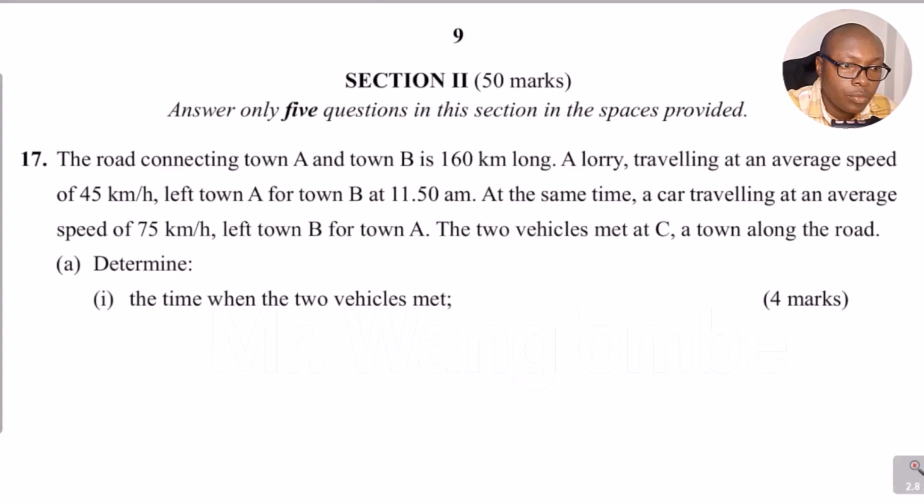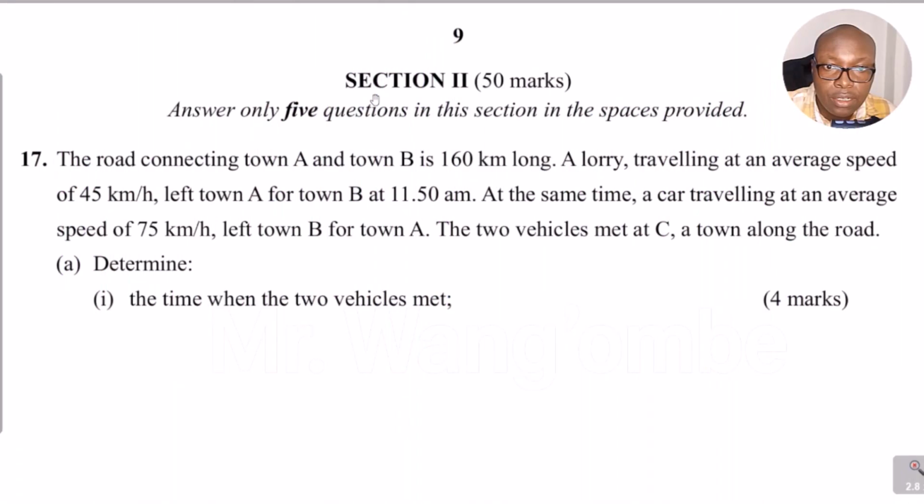Hello viewers and welcome. This is question 17 of KCSE paper 1 2025 mathematics. It involves distance, time and speed and linear motion. So let's go through the question and see how we're supposed to solve it.